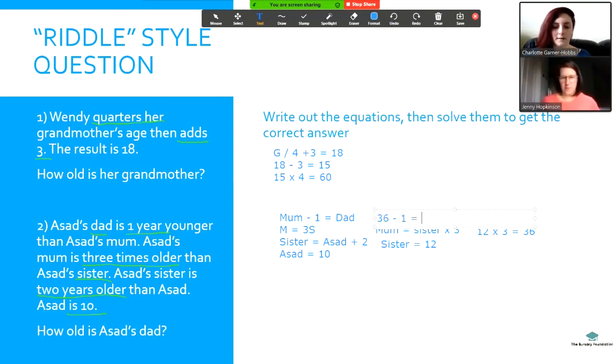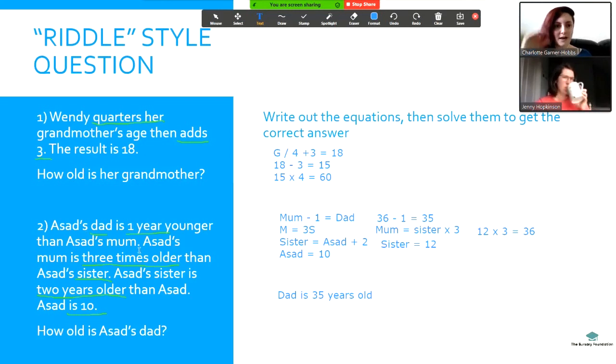Yeah, exactly. Oh, I typed 25 there. I'll get that right in the end. All right, so that means that Dad is 35 years old. Not too tricky then. No, I think these original ones are actually okay because we're using our algebra skills in order to solve them.